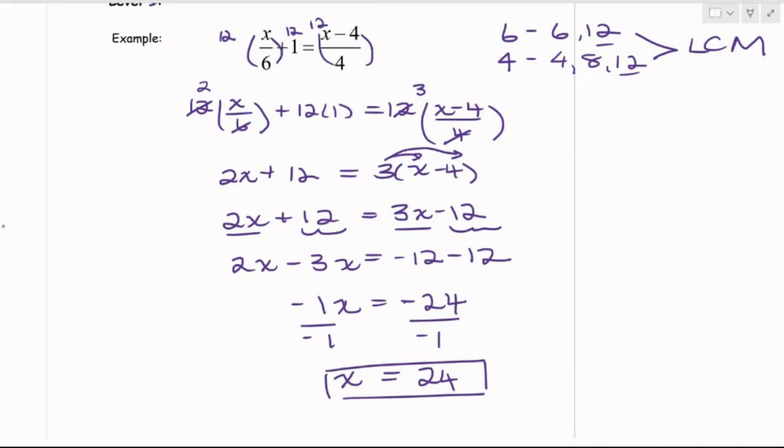Now, I'm not covering this in this lesson, but if you wanted to check if you did this correctly, you could take the 24 and go back to the original question, put it in here, see what the left side calculates to, and put the 24 in here, see what the right side calculates to. And if they match, you've done it properly.